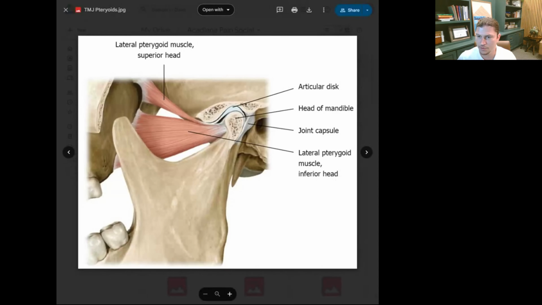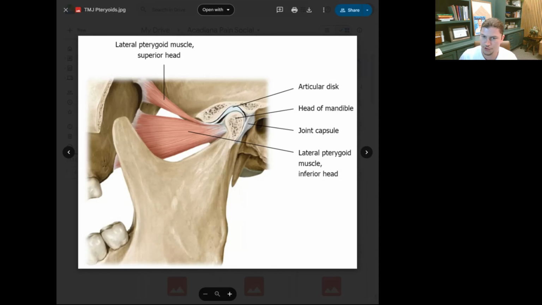So if we're looking at this, what you see is that we have this articular disc, the head of the mandible, we have the joint capsule through there, we have this lateral pterygoid muscle, and we also have a medial pterygoid that's not pictured on here. When we go to move this through the motion, that disc needs to stay in contact or on top of the condyle, on top of the head of the mandible that you see in this picture.